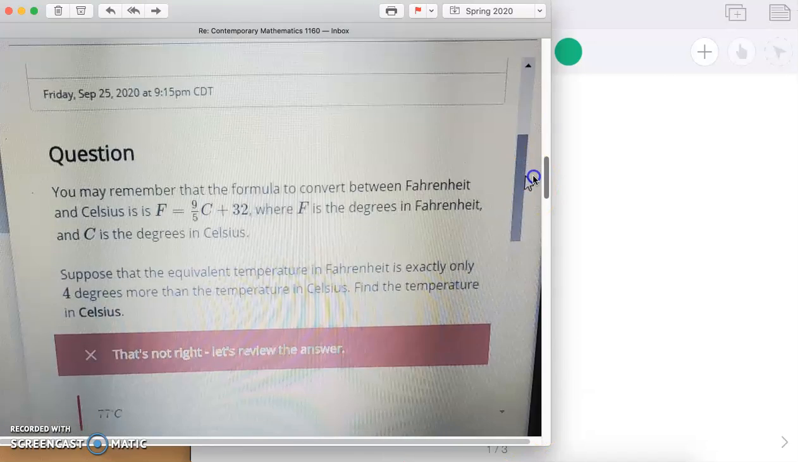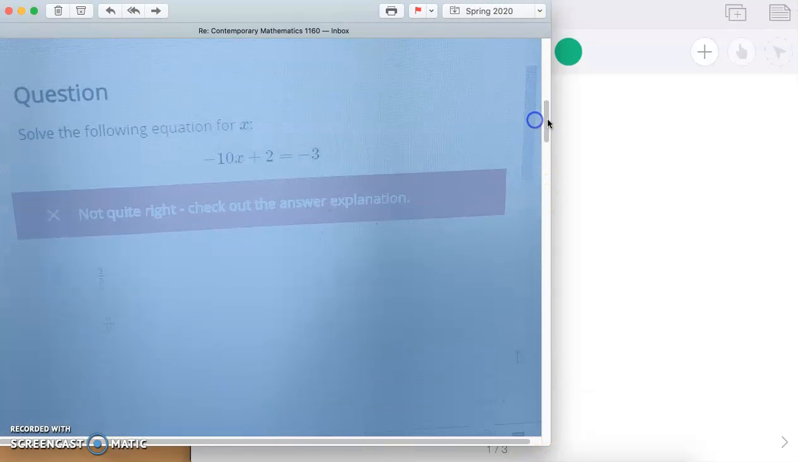Oops. Let's see if I can get back to that one. Okay. So we have this first example is negative 10x. Oops. Hold on. I'm going to copy it and then I'll show you the screen.